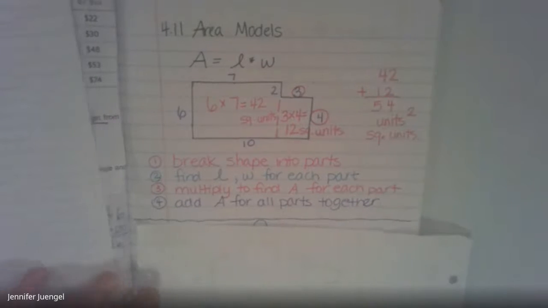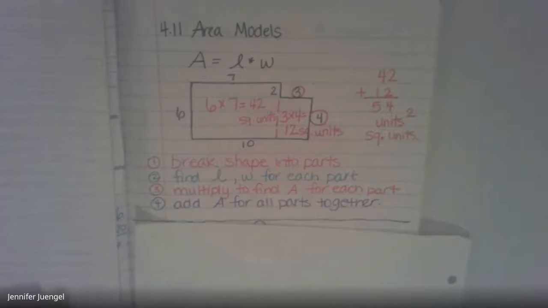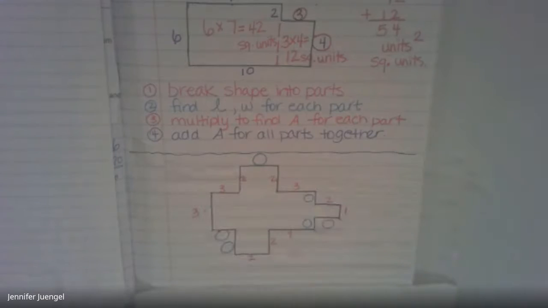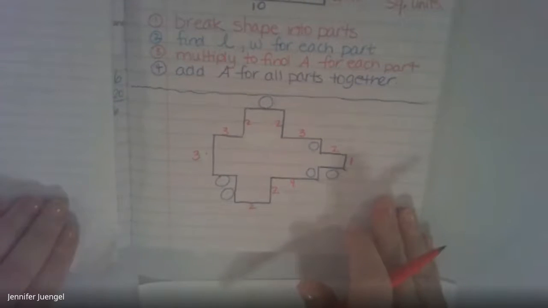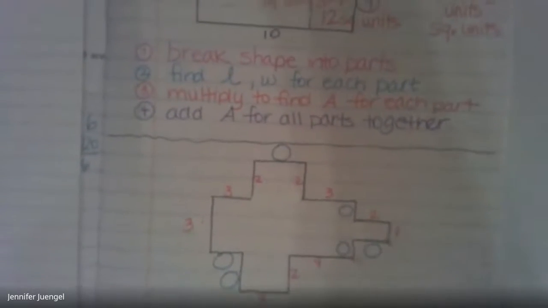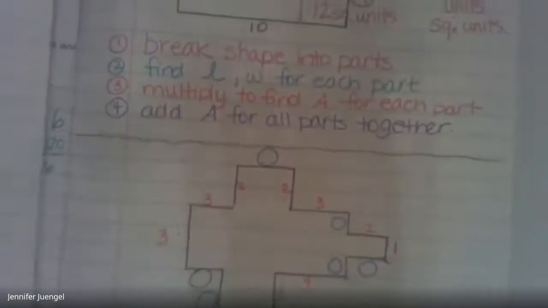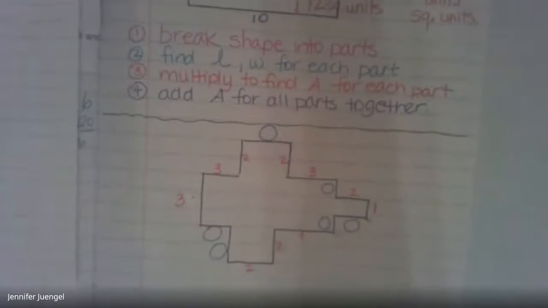Let's try one more, and then you're going to go off on your own and try some of these in your journal. This one is a little bit more complicated. It's got a few more missing pieces, but I know that once you look at it, you'll totally see that this is not as complicated as it looks. Whoops. Here we go.